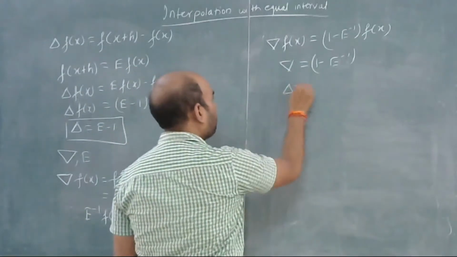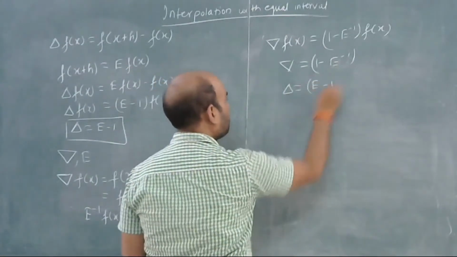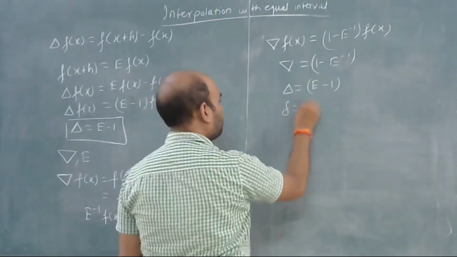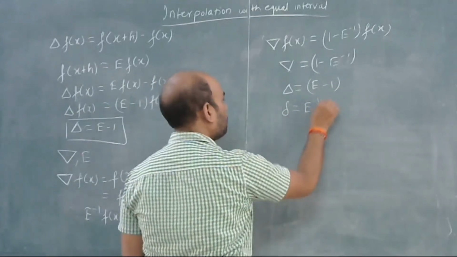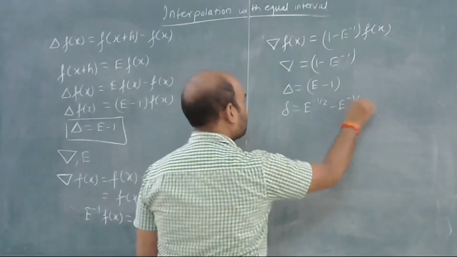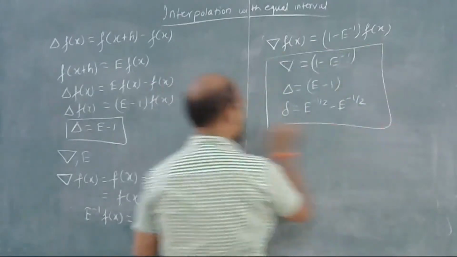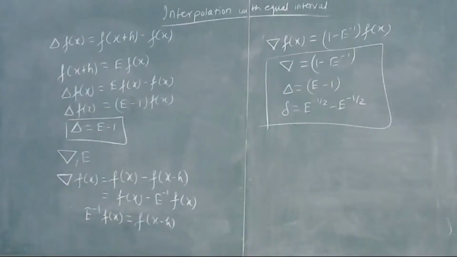So the forward operator delta is equal to E minus 1, and the central operator del is equal to E to the power half minus E to the power minus half. So this is the solution, and this is generally asked in the exam for 2 marks.